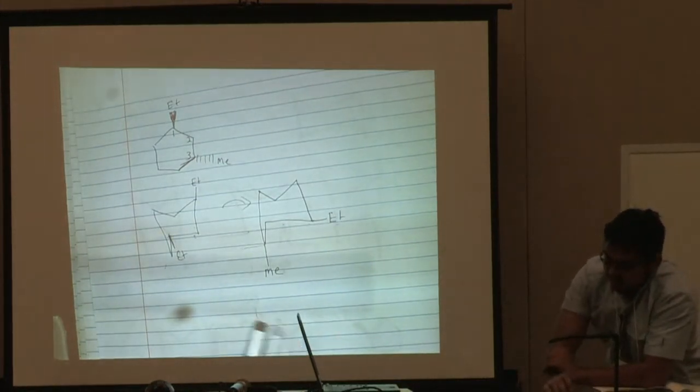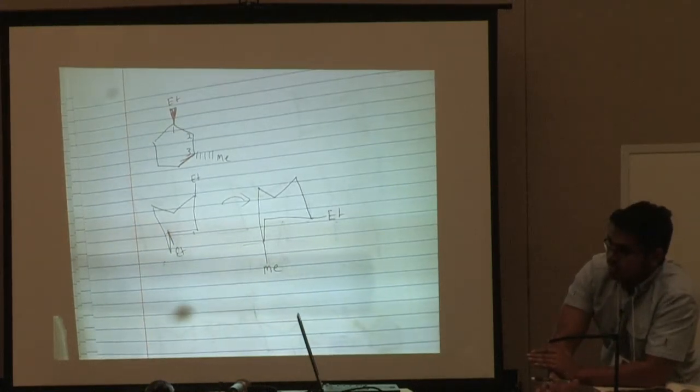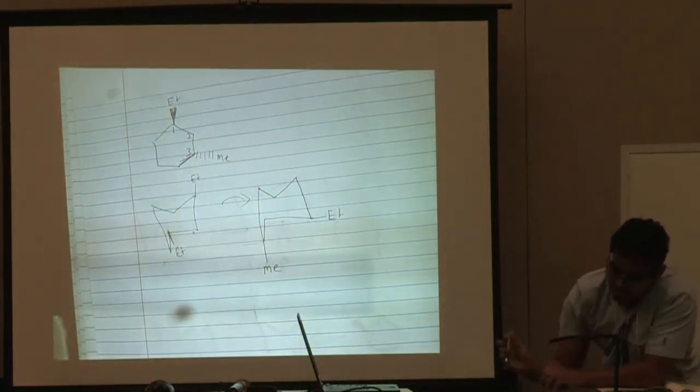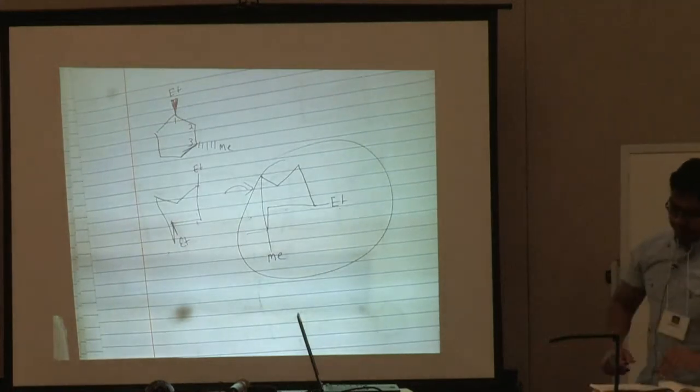And when you try to figure the more stable conformation, you want your bigger group on the equatorial. So methyl to ethyl, ethyl is bigger. Therefore, this one is the more stable because ethyl is in its equatorial position.